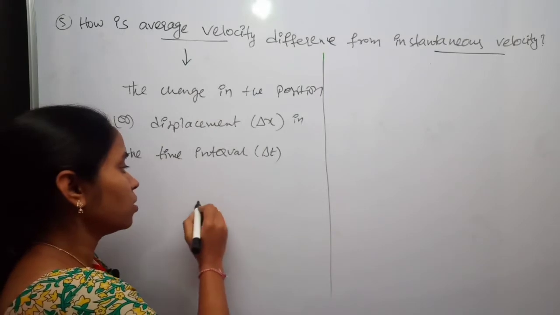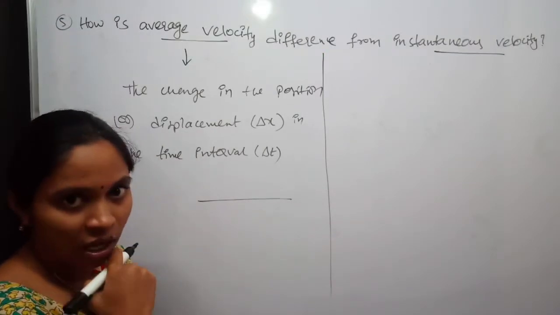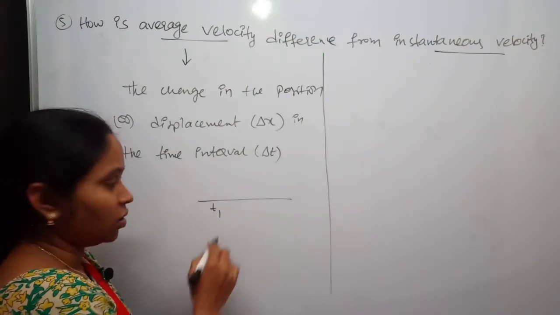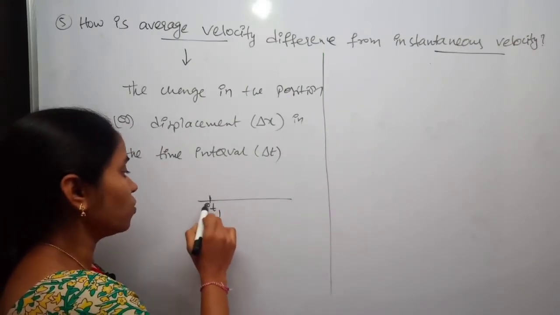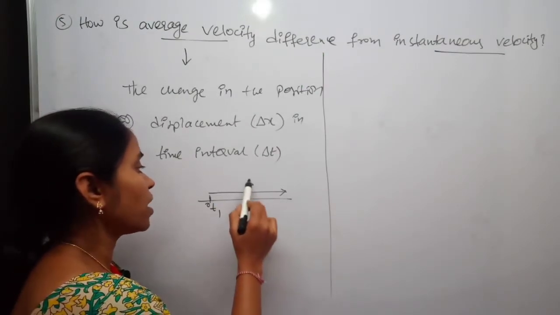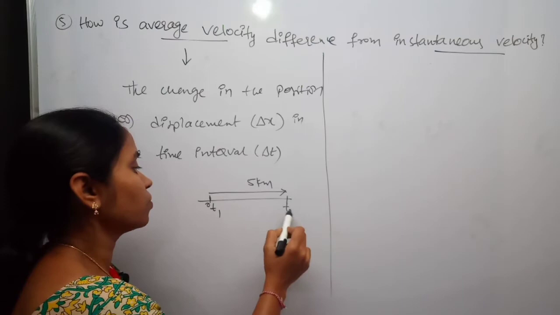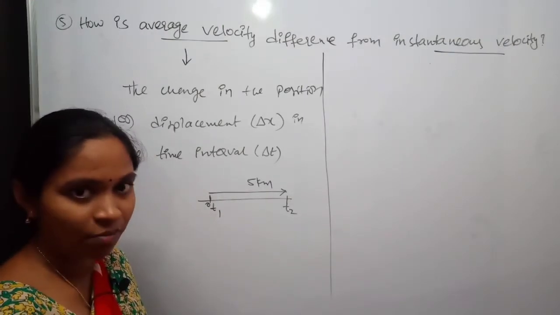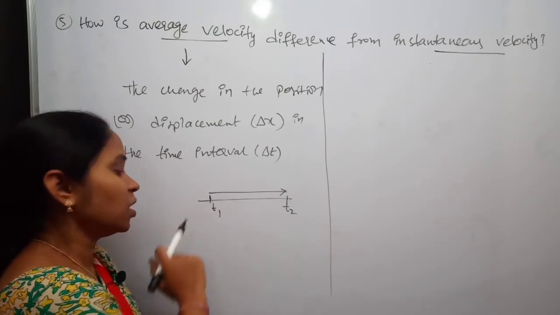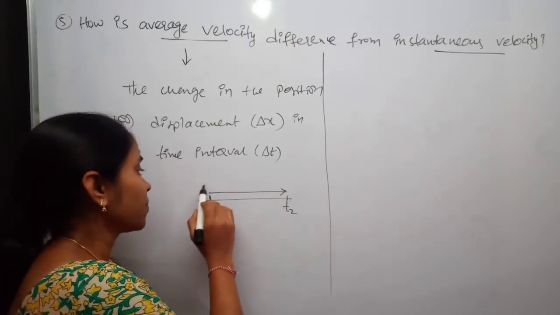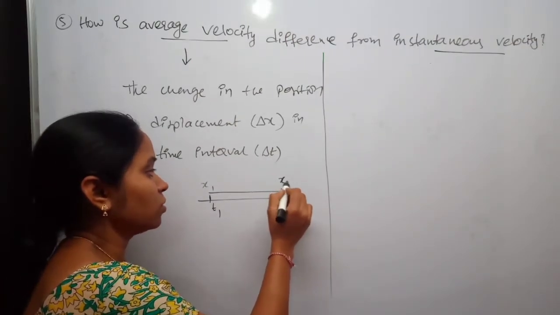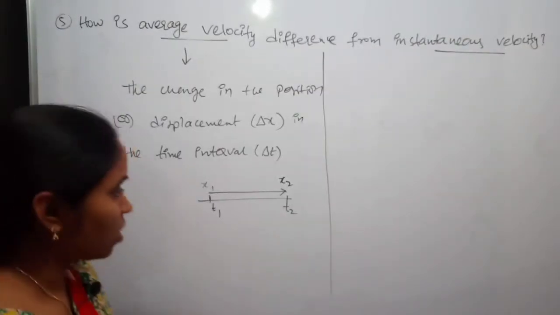For example, a car is moving on a road. At time t1 it is at a point O and it is displaced to a distance of 5 kilometers at time t2. Or else I am taking the position at t1 is x1 and at t2 it is x2.